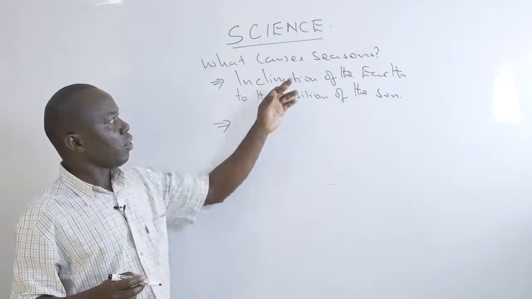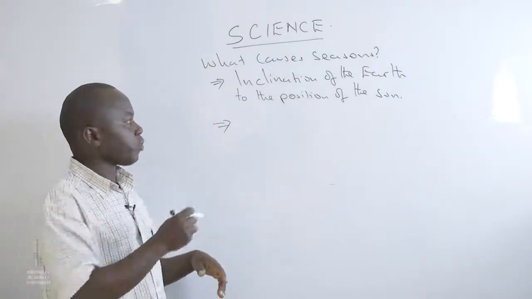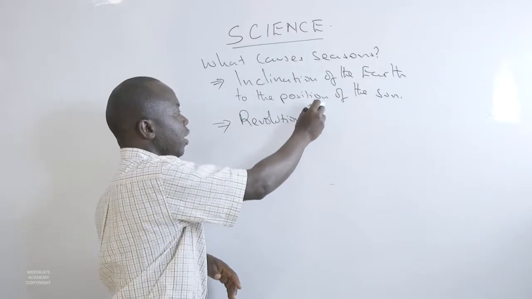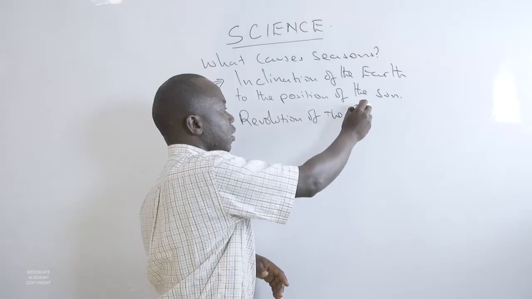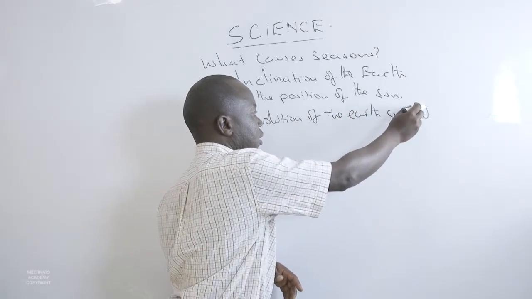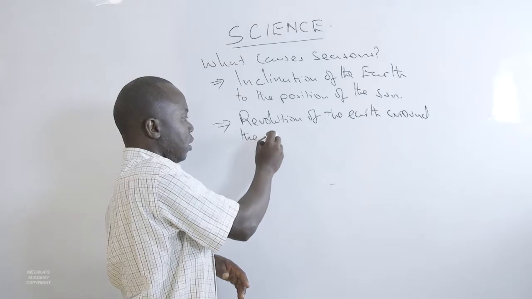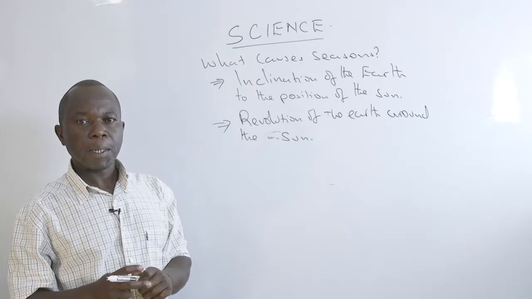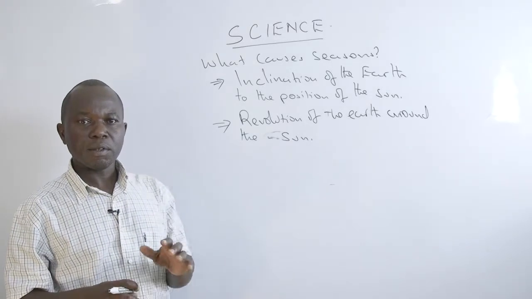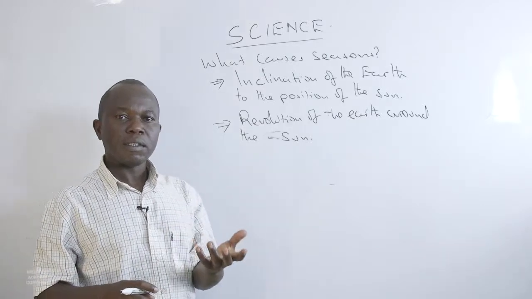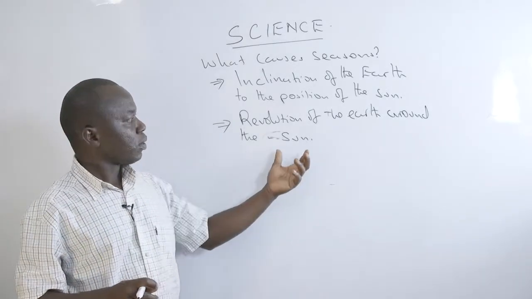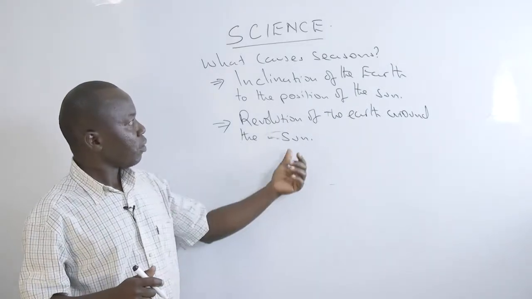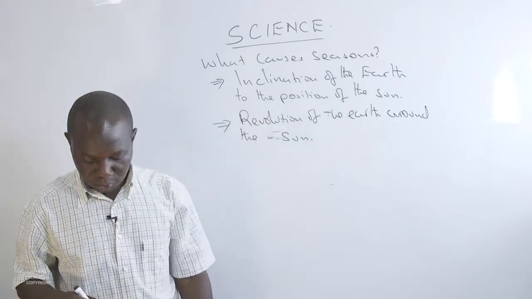The other cause is revolution of the Earth around the sun. As the Earth revolves around the sun, different parts of the Earth will be exposed to the sun, and in doing so, it leads to different distribution and heat changes on Earth, which leads to seasons.